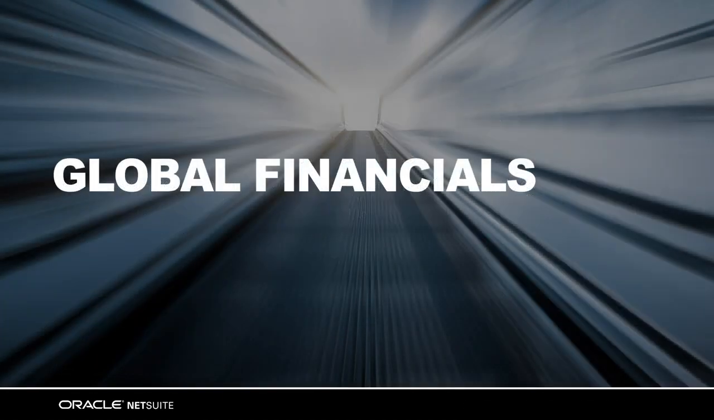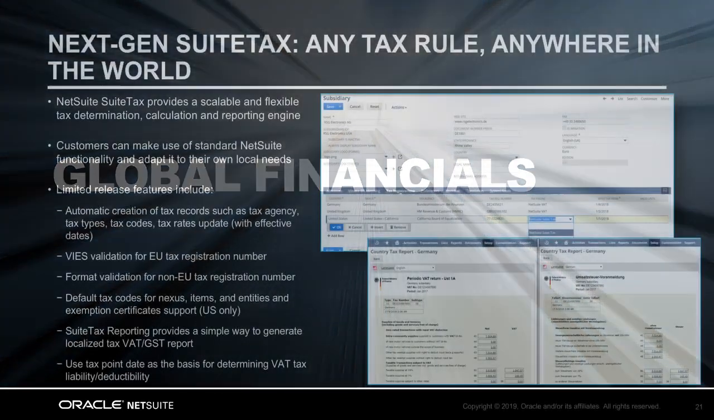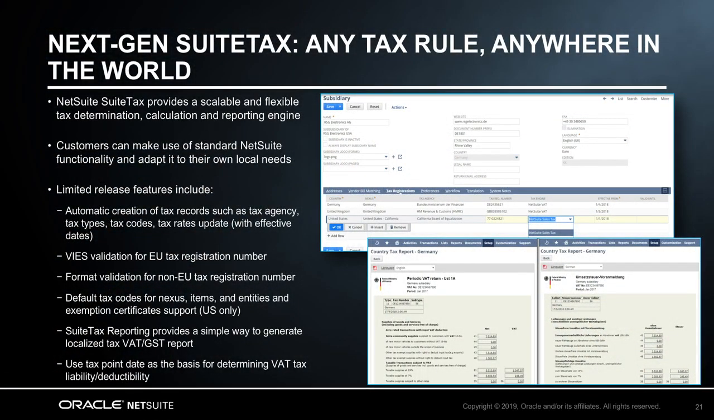As we continue to deliver more global financial capabilities, let me cover some of the highlights in this release. With the 19.1 release, we're introducing our next-gen tax engine, SuiteTax, in a limited release which provides a new tax API that will enable customers to comply with different tax requirements across the globe. SuiteTax will enable companies to determine, calculate, and report sales tax, value-added tax or VAT, and goods and services tax or GST for many geographies including USA, China, and India.